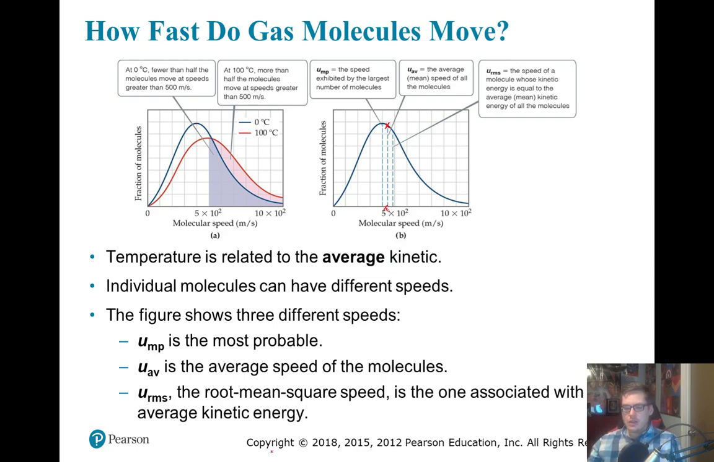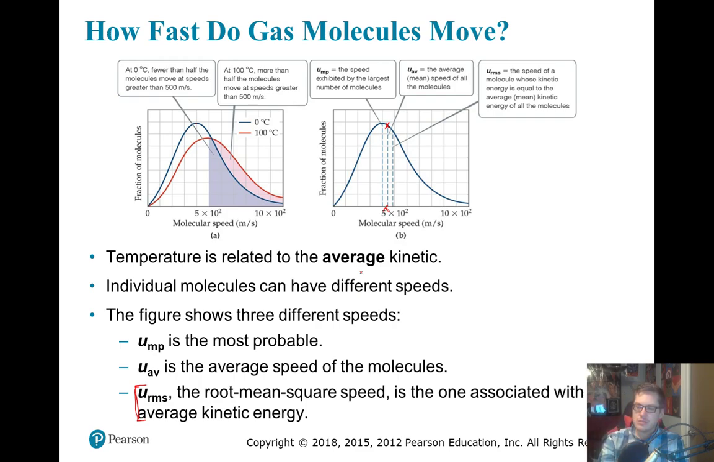But whatever. And then URMS, okay, now this is the important one chemists care about. URMS is the root mean square speed. It's the one associated with their average kinetic energy. Okay, and we'll show how to calculate that here in a minute. But this is the one that's actually associated with their kinetic energy.